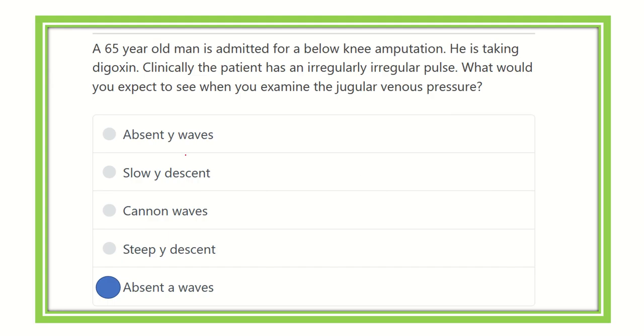So here our answer is now ready, that clinically the patient has an irregular pulse, and we know that irregular pulse occurs in case of atrial fibrillation. And in case of atrial fibrillation, what is the change of the jugular venous pressure? It is the absent A wave. Here we can see this is the absent A wave. So in case of irregular pulse, the jugular venous pressure changes and it causes absence of the A wave.